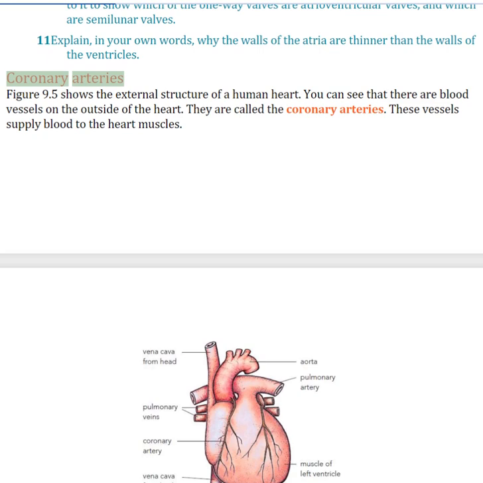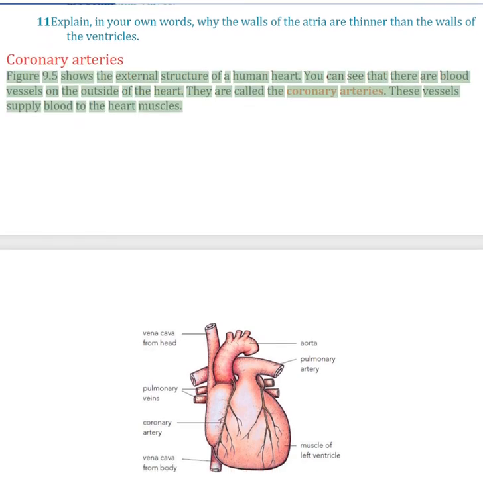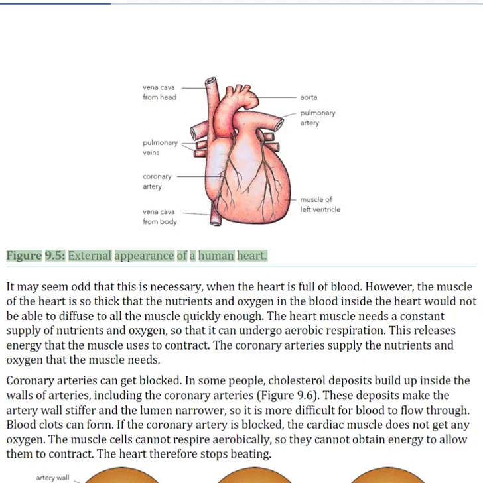Coronary arteries. Figure 9.5 shows the external structure of a human heart. You can see that there are blood vessels on the outside of the heart. They are called the coronary arteries. These vessels supply blood to the heart muscles. Figure 9.5, external appearance of a human heart.